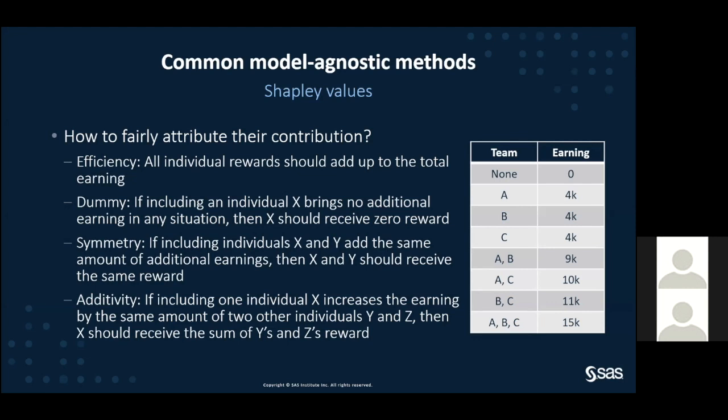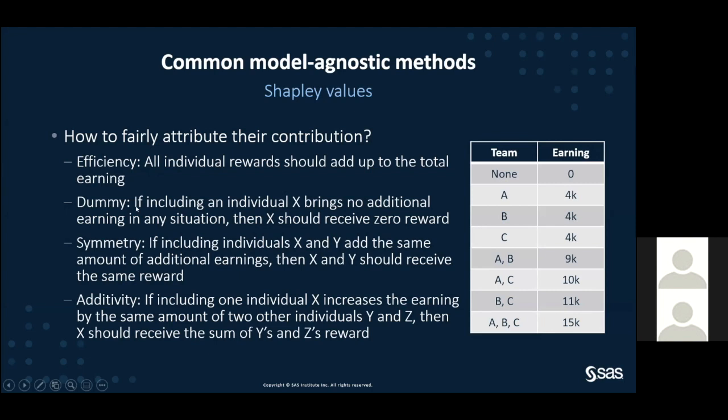There are several things we should consider. I think these are pretty good constraints. Efficacy, for example: all the individual rewards should add up to the total earning. So A, B, C, three people, totally earned 15K, so all the individual rewards should also add to 15K. Otherwise, if you don't add up to the number, how do you deal with the leftover or deficit?